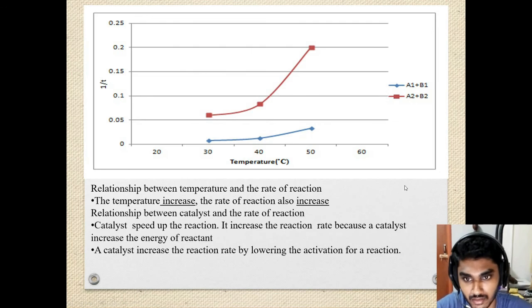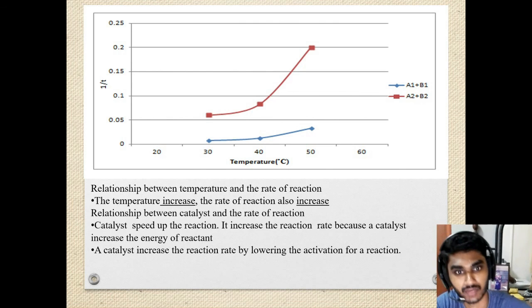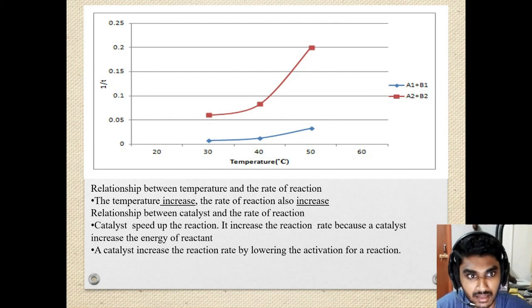The next is the graph for the relationship between the temperature and the rate of reaction. The blue one is A1 plus B1 and the red one is A2 plus B2. So as the temperature increases, the rate of the reaction also increases.